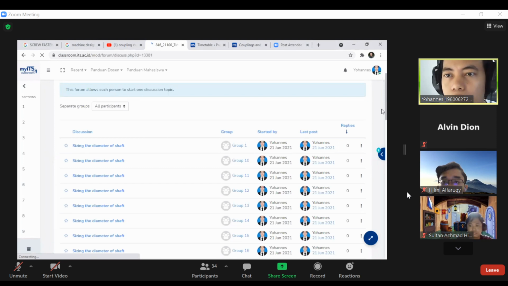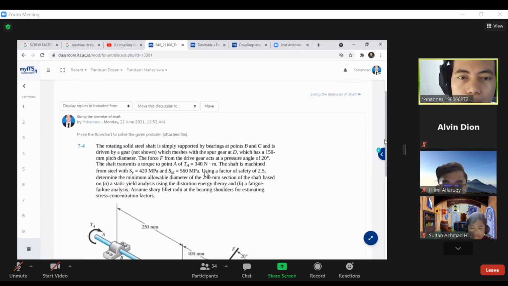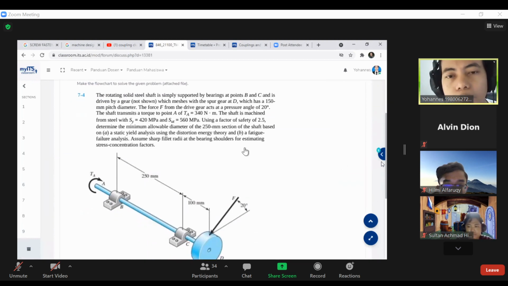Okay. So for example here, I ask you to size the diameter of the shaft using the theory that is required here. So for example here for case A, I want you to size the diameter based on static failure analysis using distortion energy theory, or the so-called von Mises theory. And for case B, what is the diameter of the shaft if you apply a fatigue failure analysis? How will it be different, okay?